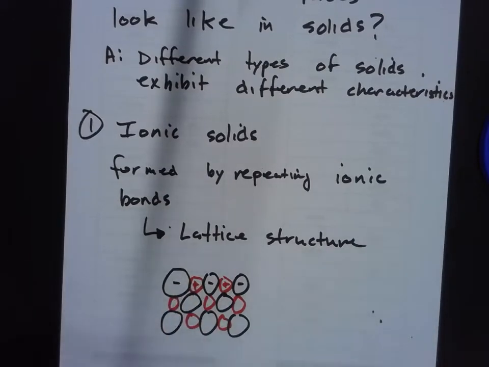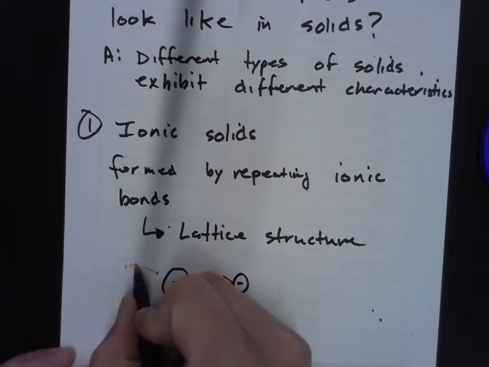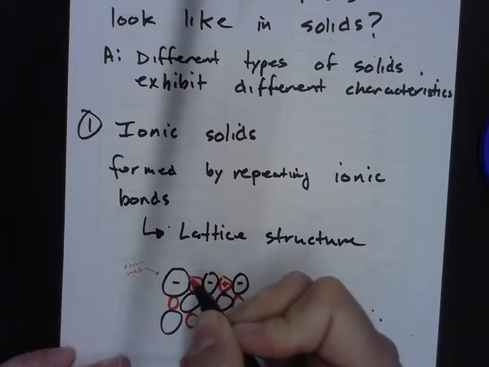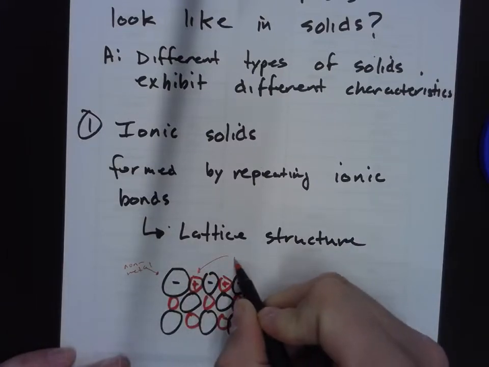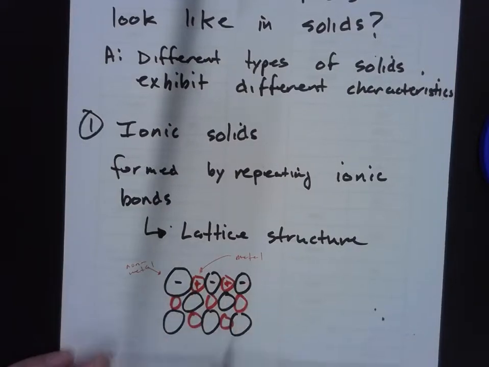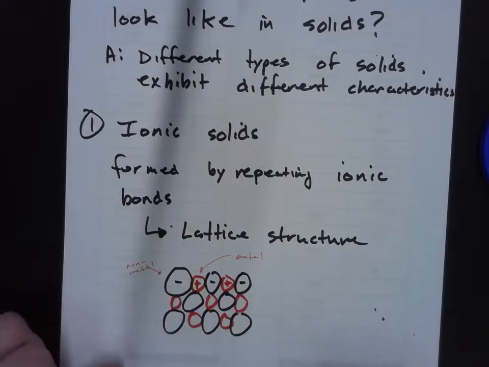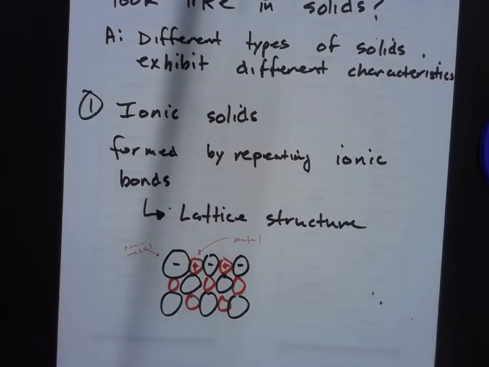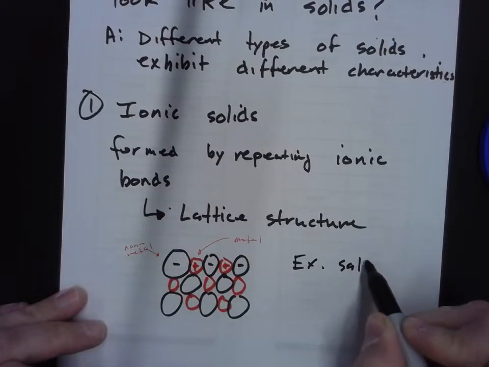This is going to be a nonmetal, a negative nonmetal, that's how we know. And if this is a positive metal, and they repeat over and over again, whenever you do that trillions and trillions of times, you get a nice crystal lattice. Examples are salts, basically.